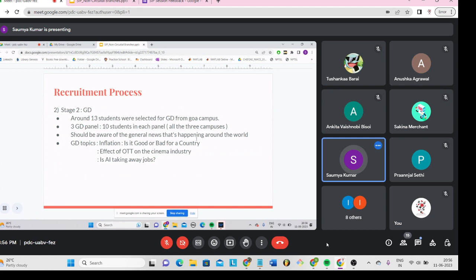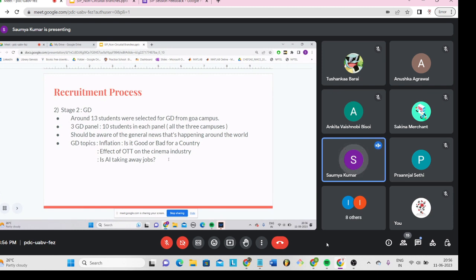After that, the other topics that were given to other panels were the effect of OTT on cinema industry. It's a very common topic. You can speak many things on that. And apart from that, one other topic was, is AI taking away jobs? So one thing that Tushanka also mentioned is that you can't predict GD's topic. So just go with an open mind and you will do it.